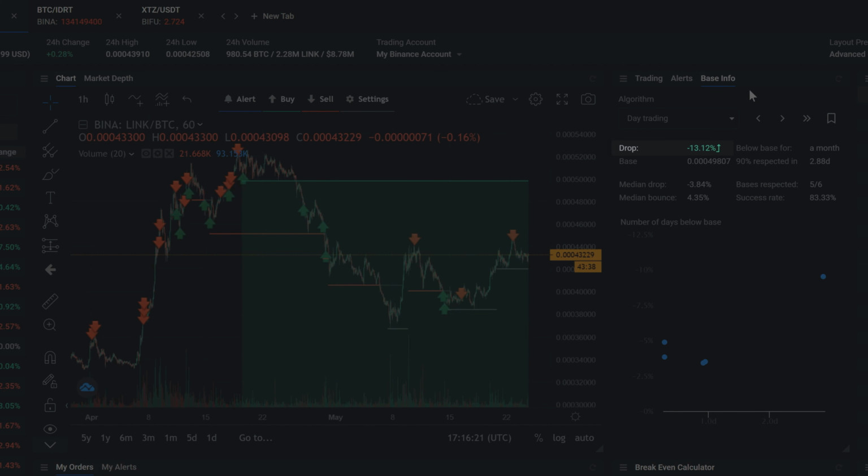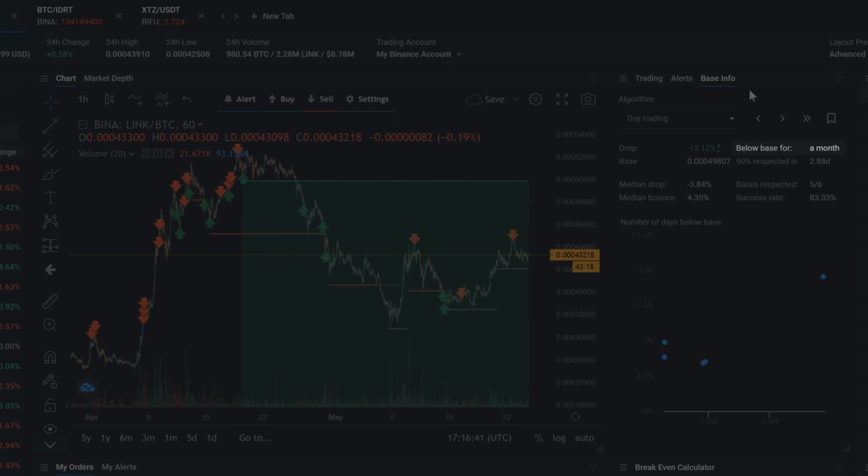Drop. This reveals the current drop percentage from the base. The arrow represents if the price is still going down, a red arrow, or if it has already reached the bottom of the current drop and is going up, a green arrow. Base shows a price at which the base has been formed. You can also see the base drawn on the chart.